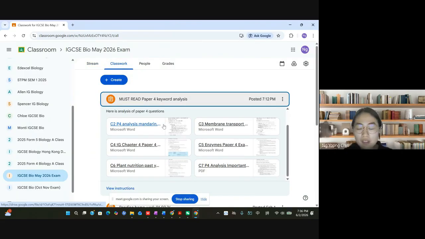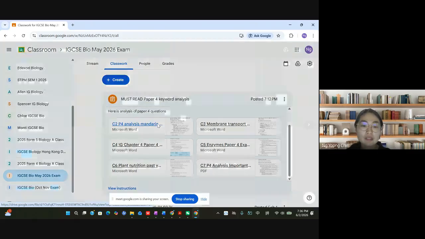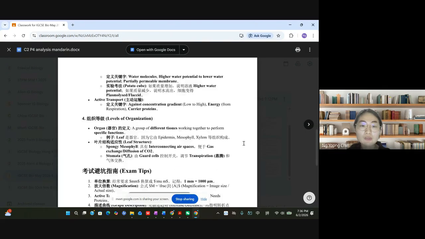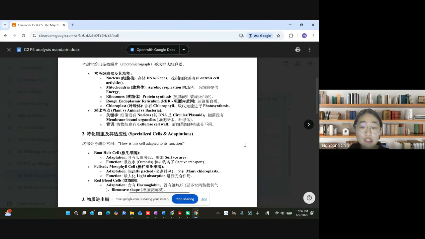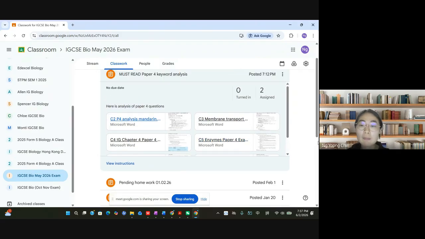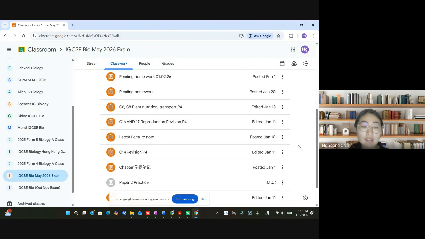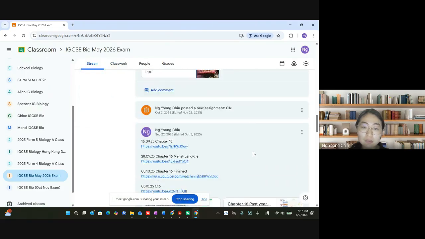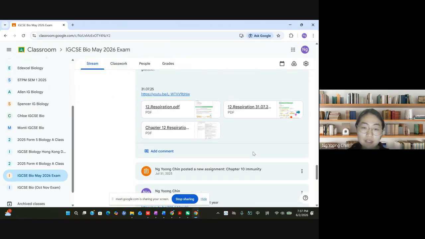Because paper 4 is not as hard. Paper 4 is just about writing the correct keywords. So you can read the notes, because they include the types of questions that came up before, together with the keywords. You read this, and then you can refer back to the keyword list that I gave to you. I think I sent it to you before, the keyword list.